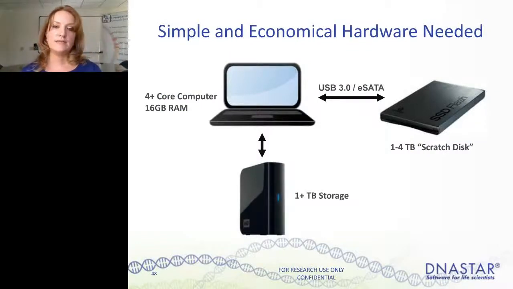And what kind of hardware is needed? Well, it's pretty basic. We have a pretty basic, affordable quad-core computer with 16 gigabytes of RAM. Now, it does require both a scratch disk and some storage. And these can be internal or external storage or hard disks, but they do need to be separate hard disks. And we recommend somewhere between 1 and 4 terabyte scratch disk. I believe 2 terabytes would be sufficient if you're running exomes. And then for storage, probably something over 1 terabyte of storage for next-gen data.